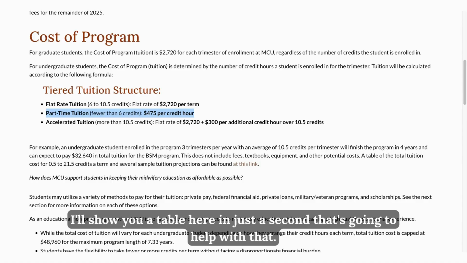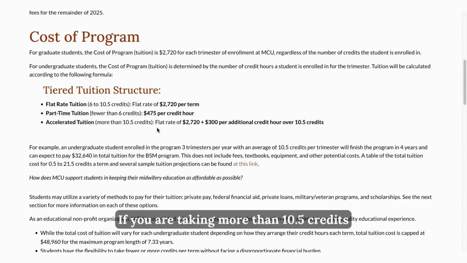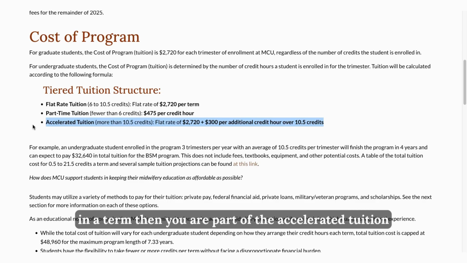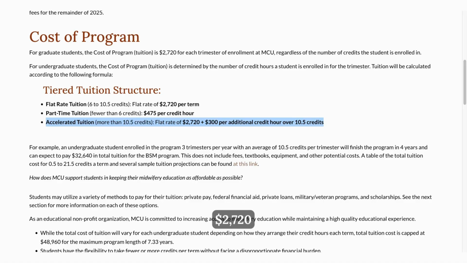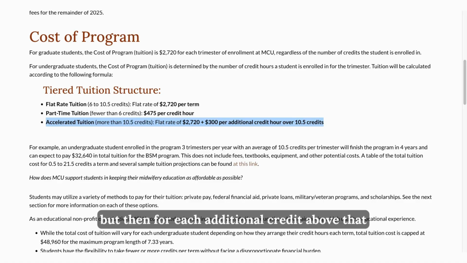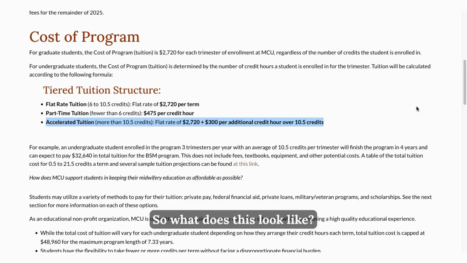I'll show you a table here in just a second that's going to help with that. If you are taking more than 10.5 credits in a term, then you are part of the accelerated tuition schedule. So you will be charged that flat rate of $2,720. But then for each additional credit above that 10.5 mark, you're going to be charged an additional $300 per credit hour. So what does this look like?